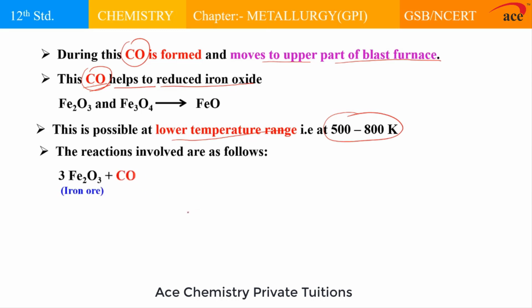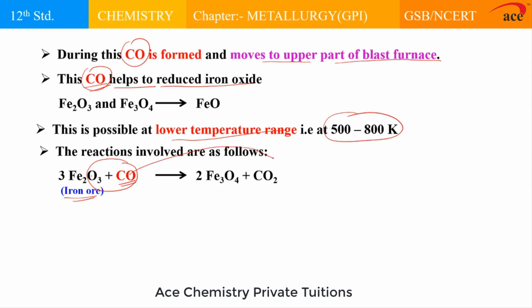In the reaction involved in this process, if you will see, Fe2O3, which is the ore of iron, is now reacting with carbon monoxide in the upper part. This carbon monoxide is removing oxygen. It is acting as what? Reducing agent. Can you see this?